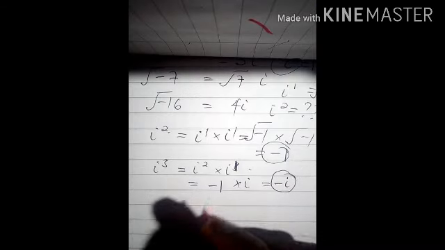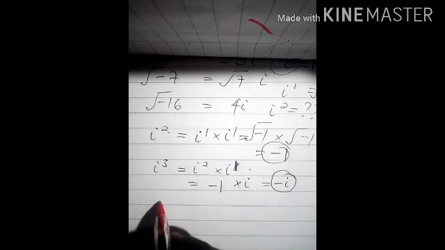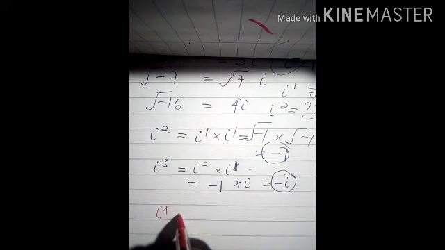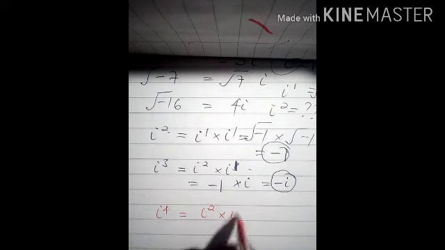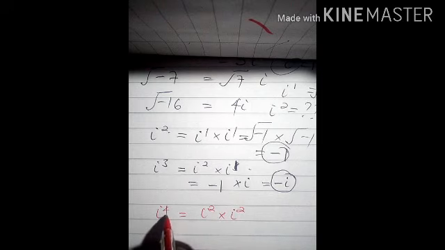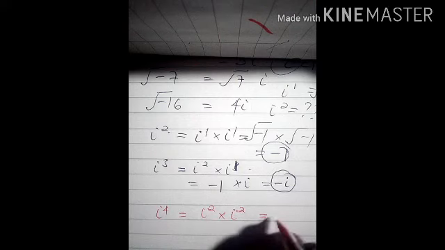So moving ahead, let's digest another one. We also know i to the power 4. It will be i to the power 2 times i to the power 2. So 2 plus 2 gives us 4 here. But we know that i to the power 2 is negative 1. So negative 1 times negative 1 will actually give us 1.